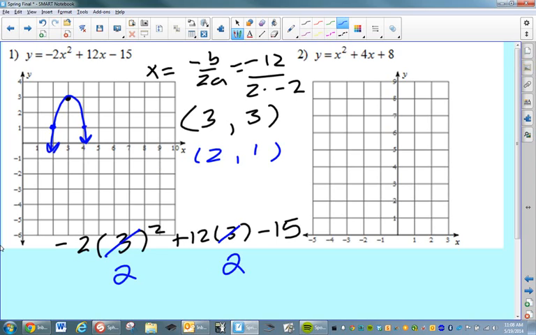Anna, what's up? When I plug 2 into this equation that's down here, I get negative 2 times 4 is negative 8, plus 24 minus 15. You can plug in any number that you want. I recommend plugging in 2 because it's right there. It's an easy one to plug in.